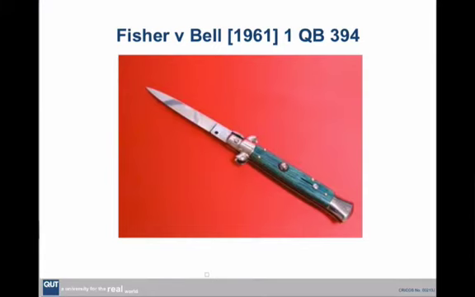A case to help you remember this is Fisher and Bell. What actually happened was Bell was a shopkeeper, and he displayed a flick knife in his shop window with a price tag on it. He's charged by Constable Fisher under an English Act which, among other things, said, any person who sells, lends, or gives a flick knife to any other person commits an offence. So, does placing the flick knife in the window with a price tag attached amount to a sale or an offer to sell? The decision here was that it doesn't.